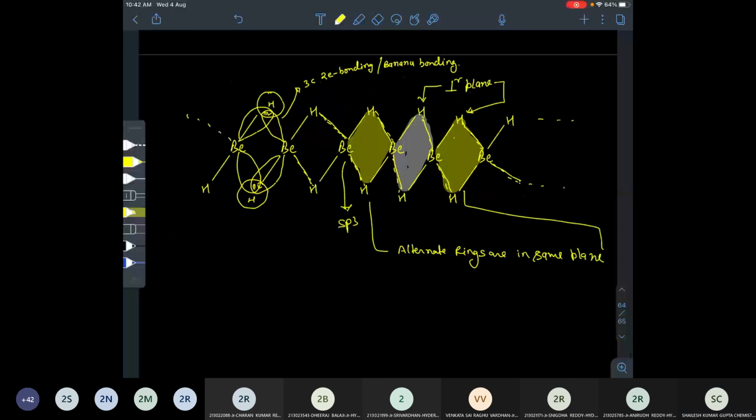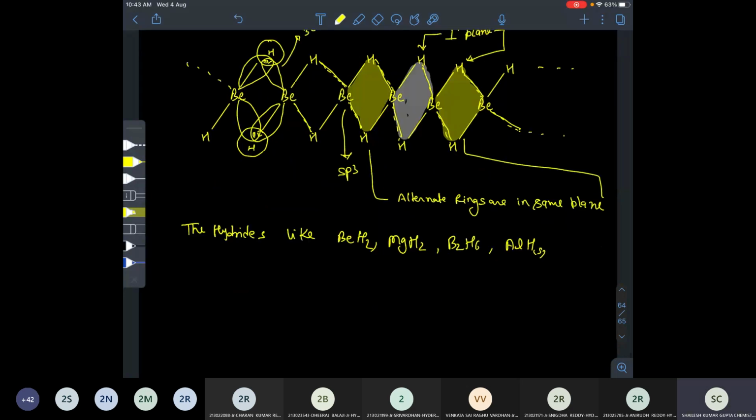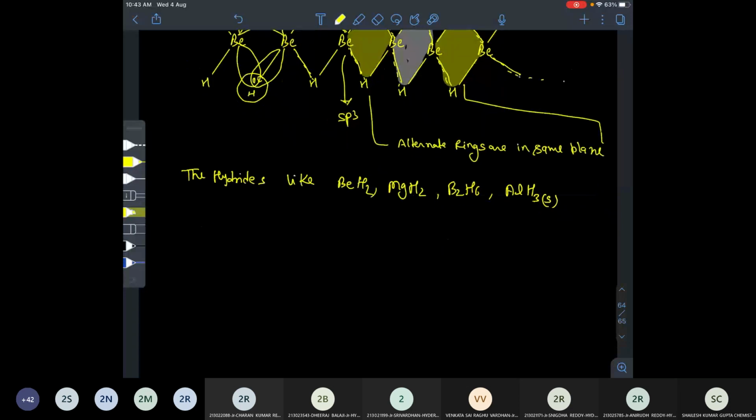So the hydrides of Be, hydrides like BeH2, MgH2, B2H6, AlH3 solid, right? And the other boron hydrides have three center 2 electron bonding.